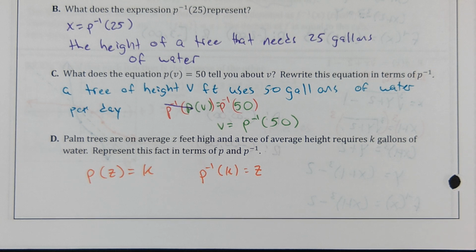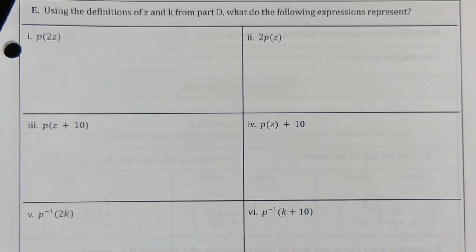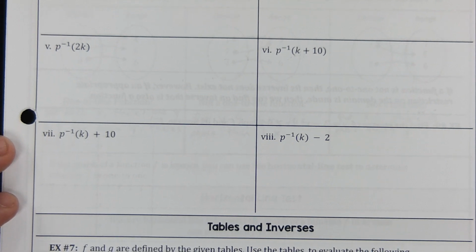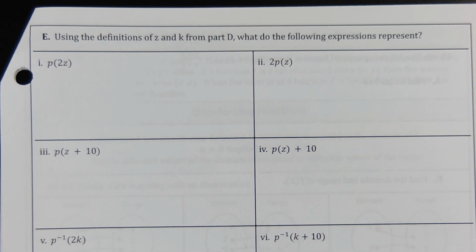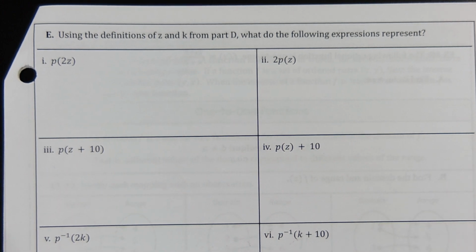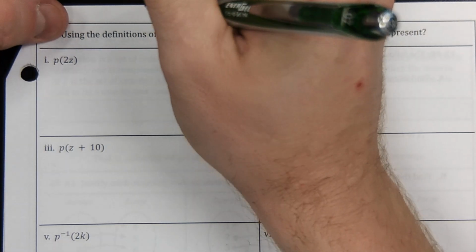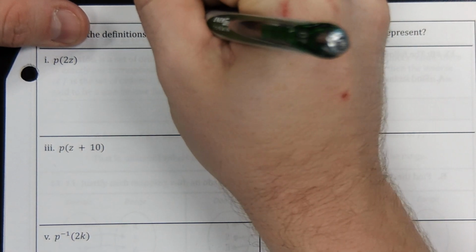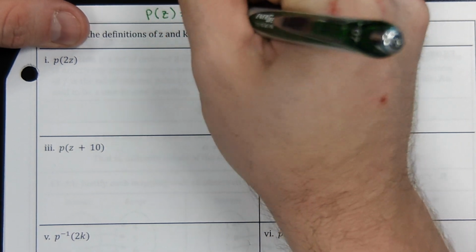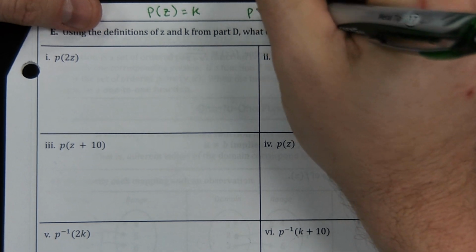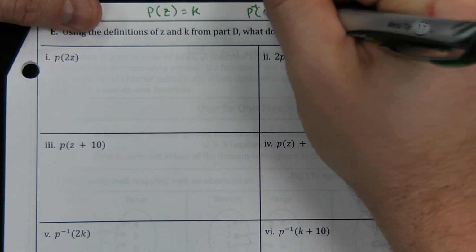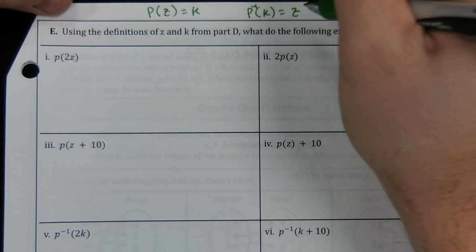Good, because as far as I'm concerned, now comes the hardest part of the lesson. Taking those two facts and interpreting what all of these transformations mean in terms of the real world. So at the top of the paper, so I don't have to flip it back and forth, I'm going to write down the fact that we just had. A tree of Z feet tall uses K gallons of water, and a tree that uses K gallons of water is Z feet tall.